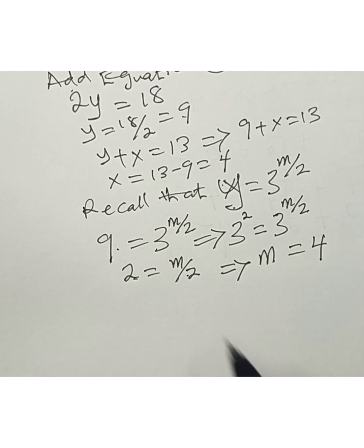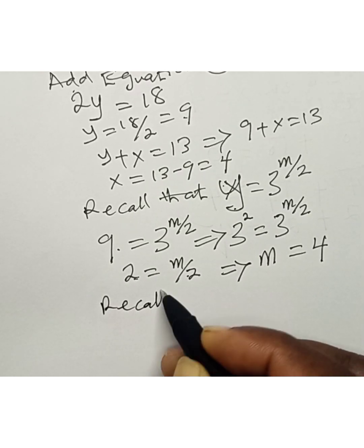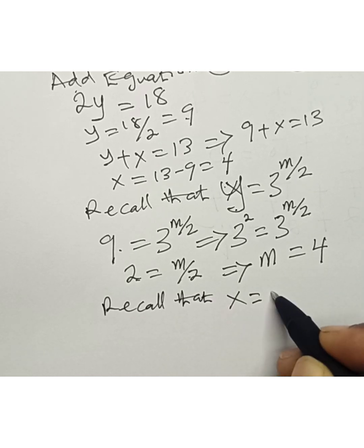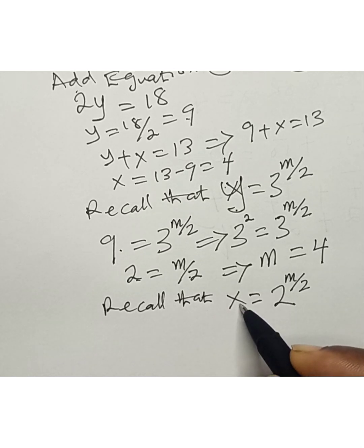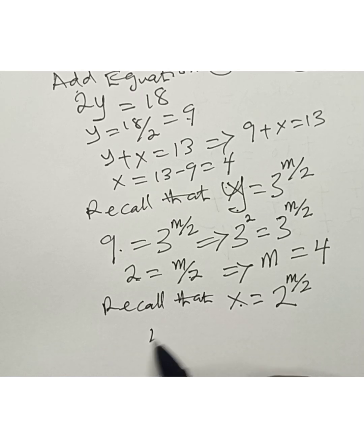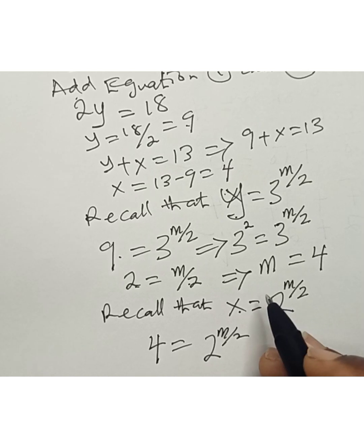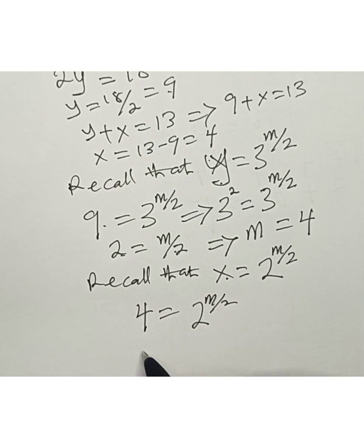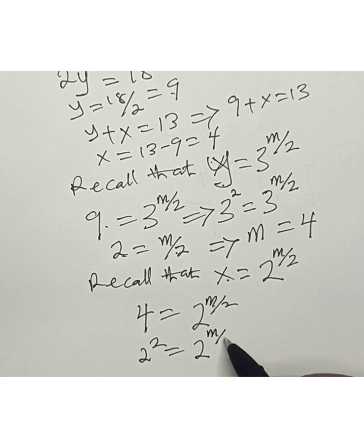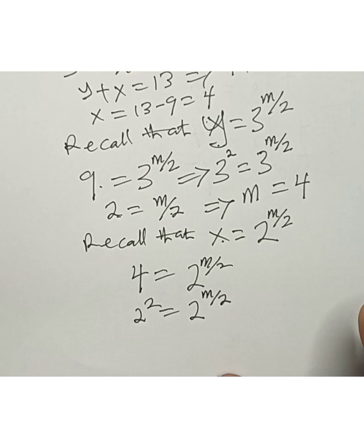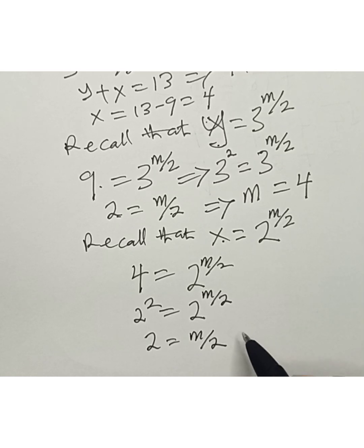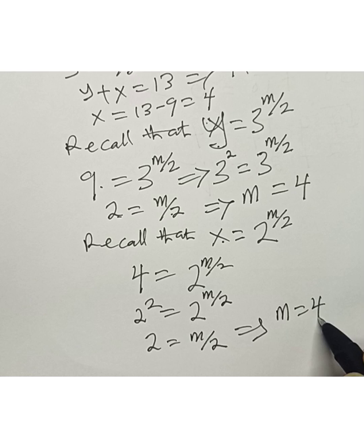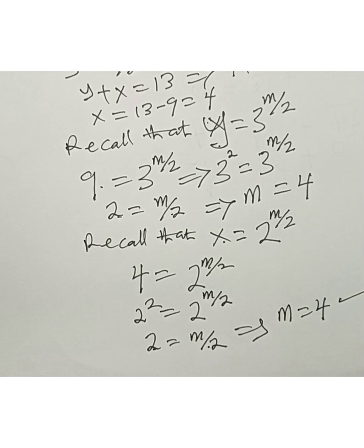Okay, let us look at x. Recall that we said x should be equal to 2 raised to power m over 2. And we found our x to be 4. So we have 4 equals 2 raised to power m over 2. So it means that 2 raised to power 2 equals 2 raised to power m over 2. So it means that 2 equals m over 2, implying that m equals 2 times 2, which is equal to 4. So that is what we have for the value of m.